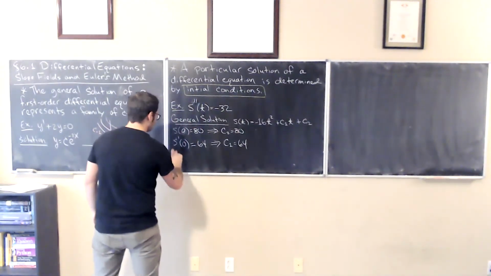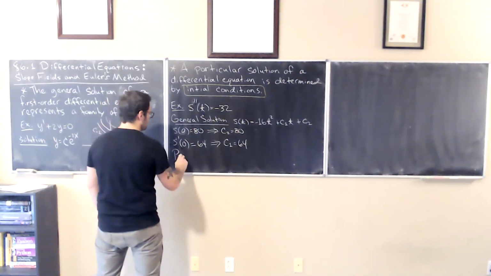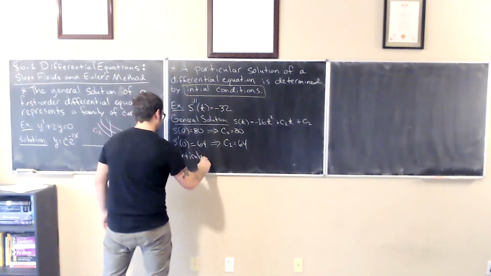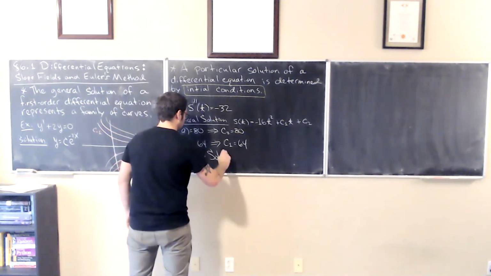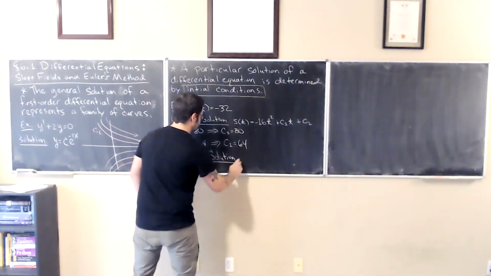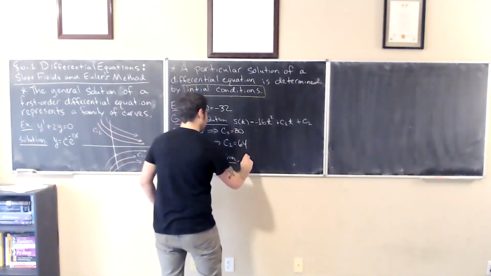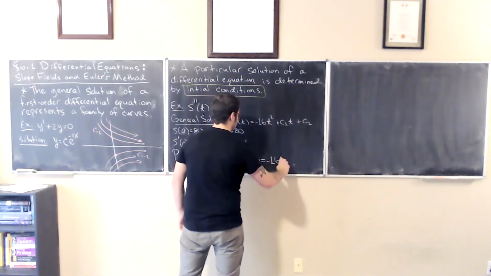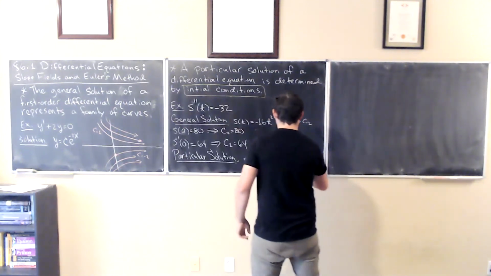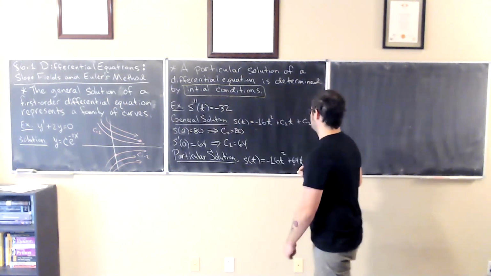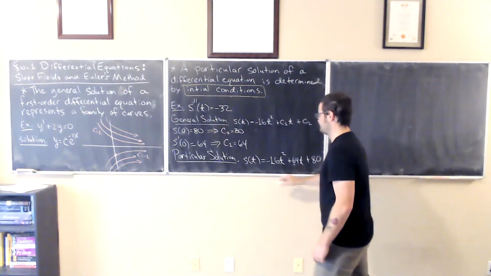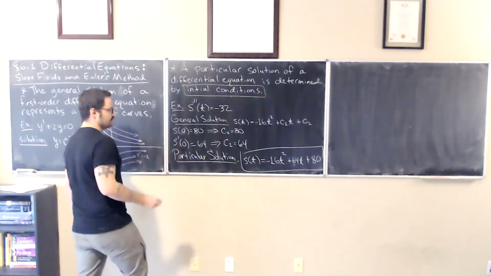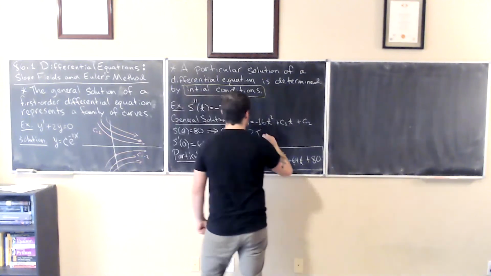So the particular solution that these initial conditions imply, so these are the initial conditions, in particular, the solution. We just plug C1 and C2 into the general solution. So S of t is equal to negative 16t squared plus 64t plus 80. So that would be the solution to that differential equation under these initial conditions. Just to really emphasize that these are the initial conditions.